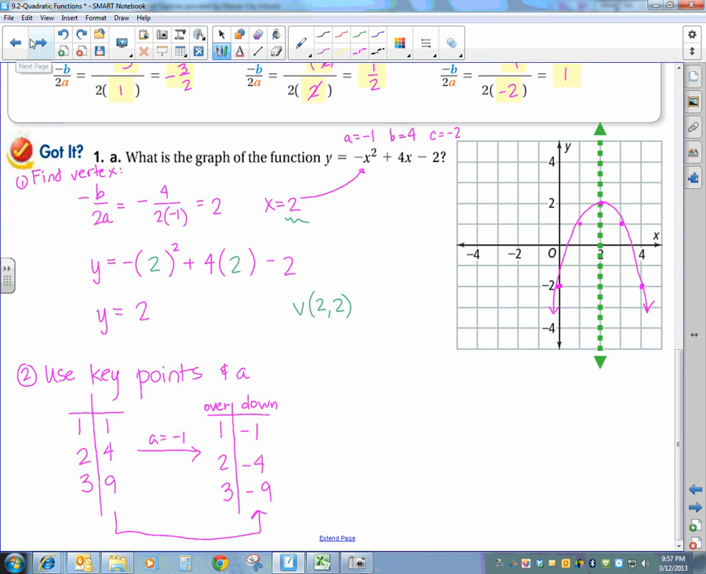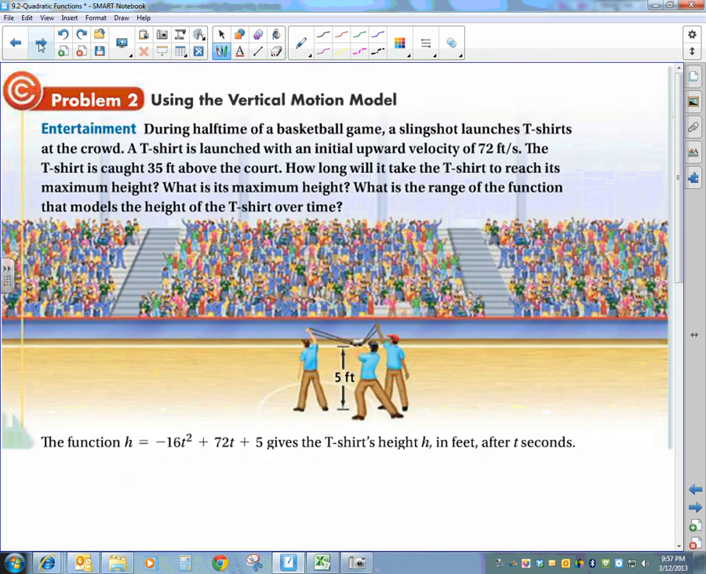All right, the next type of problem that we have is a word problem, your favorite kind, but it's following that vertical motion model. We had a motion model last time, and the nice thing about that is when you are using these models, they actually give you an equation, which is half the battle. So it makes it a little bit easier as you're working the problem.